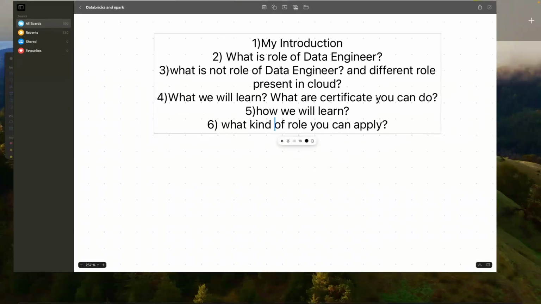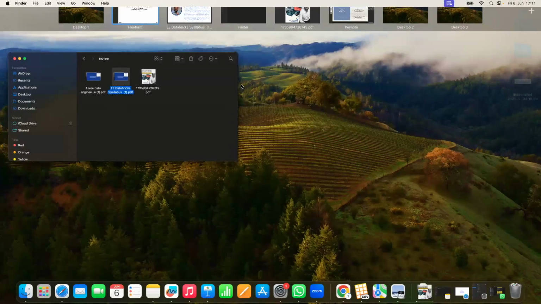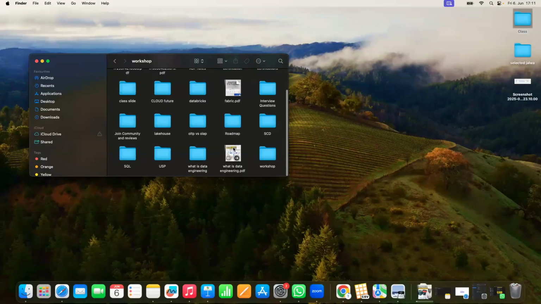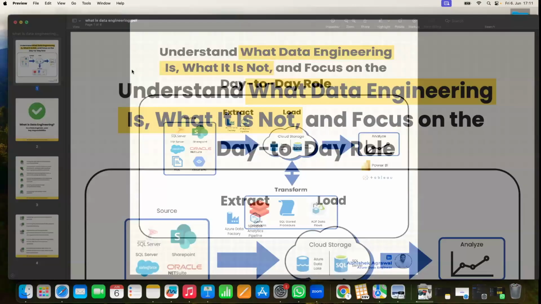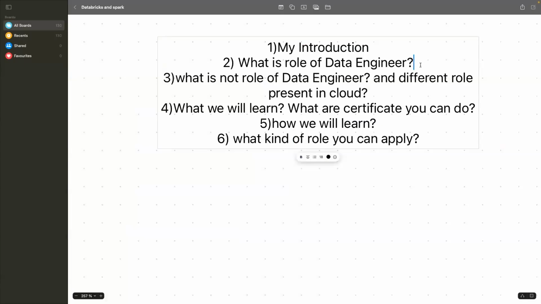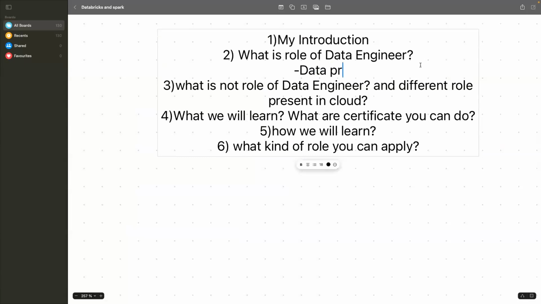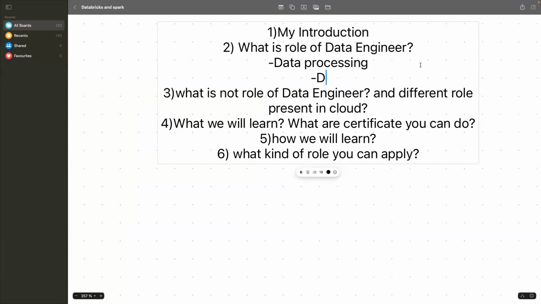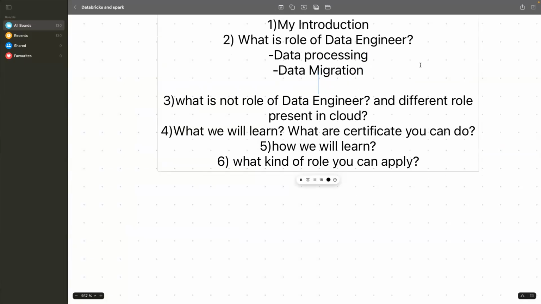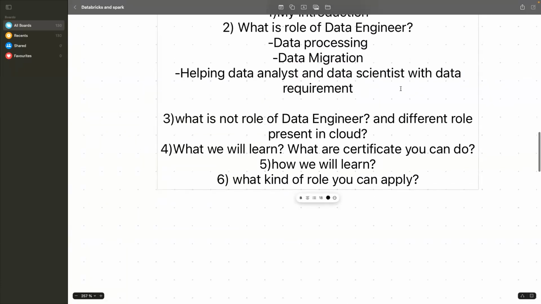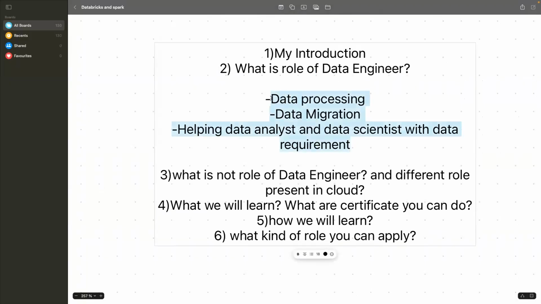So let's try to understand that first. Okay. What do data engineers do? Data engineers basically work on data processing, data migration, then helping data analysts and data scientists with data requirements. So what is the role of a data engineer? A data engineer's roles are: data processing, data migration, helping data analysts and data scientists with their data requirements. Okay, what I mean by that.